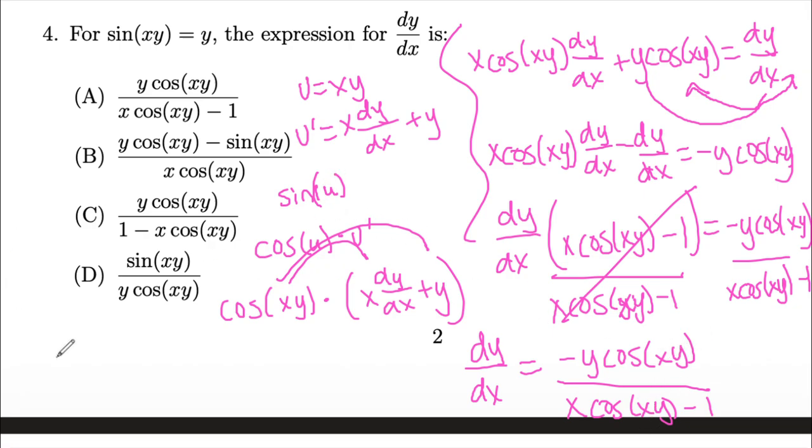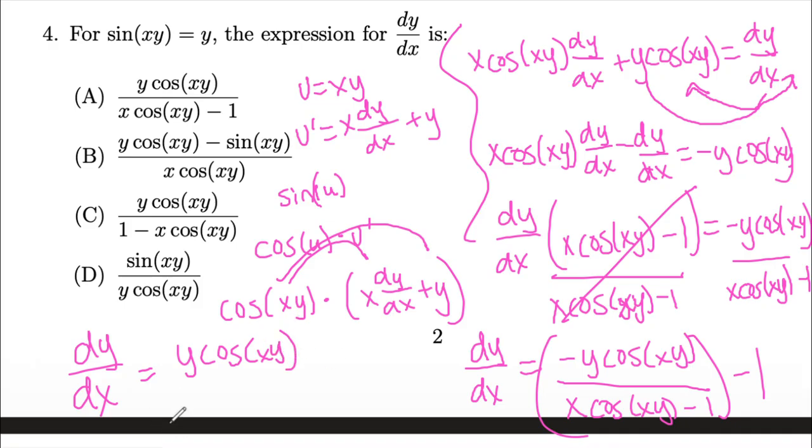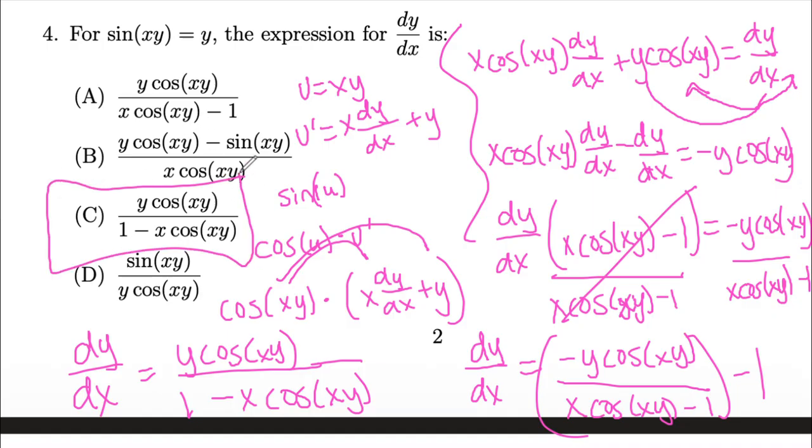So it looks like they just did not include this negative sign here. If we took all of this and multiplied through by negative 1, we would get dy/dx equals y cosine of xy over 1 minus x cosine of xy. That's basically me just multiplying everything on top and bottom by negative 1. And that would give us answer choice C.